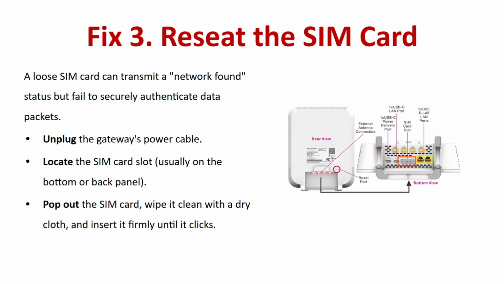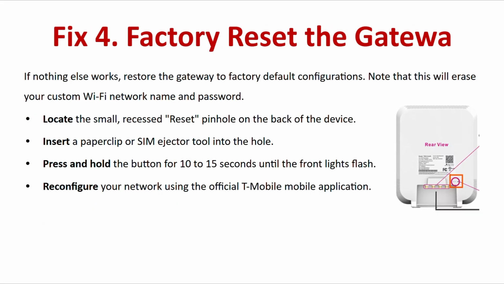Fix 3. Reseat the SIM card. Unplug the gateway's power cable, then locate the SIM card slot, which is usually on the bottom or back panel. Pop out the SIM card, wipe it clean with a dry cloth, and insert it firmly until it clicks.